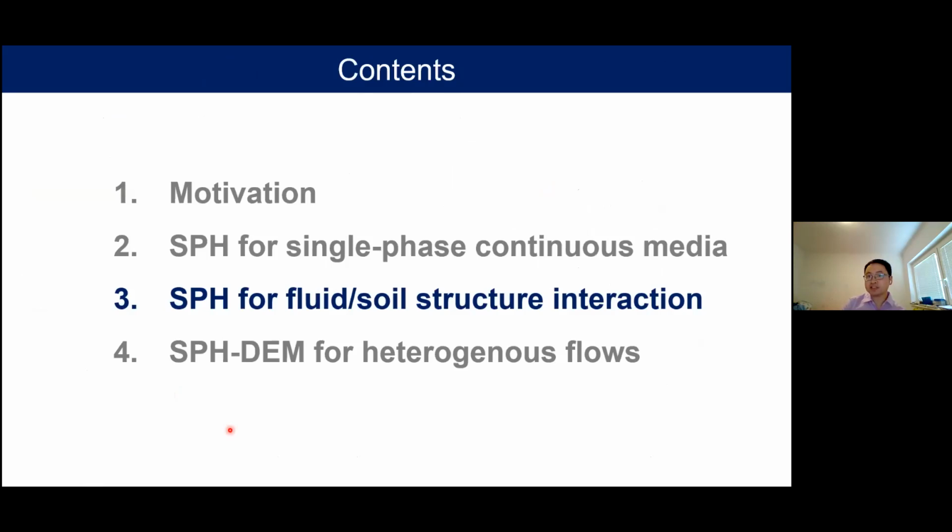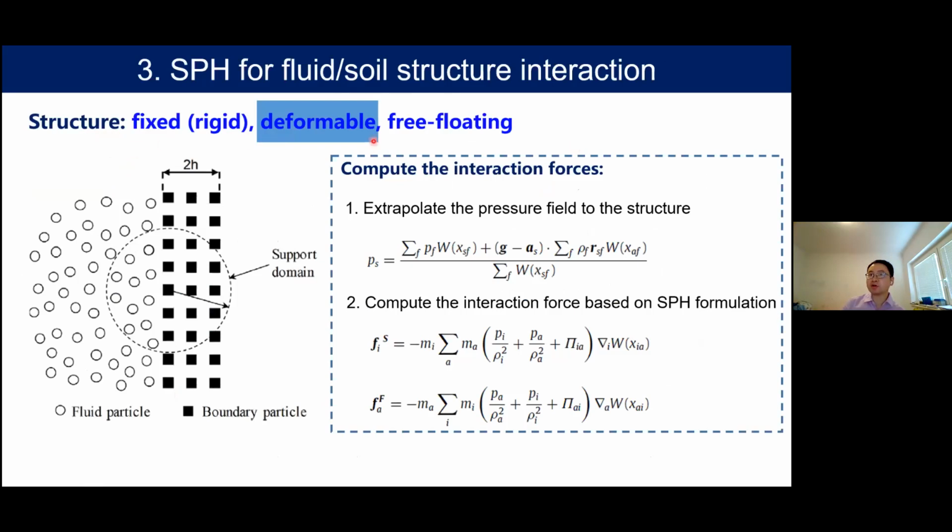And the third part is the SPH for fluid structure or soil structure interaction, which means that, as I explained, there are 3 types of structures. One is fixed, one is deformable, and one is free floating. And we can use the ordinary boundary treatment method to capture the interaction force between the fluid or the material and the structure. So we first extrapolate the pressure field or stress field to the structure and compute the interaction force based on the common SPH formulation. That is the normal SPH momentum conservation equation.